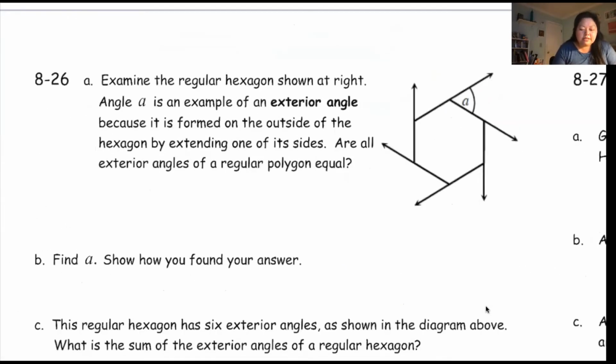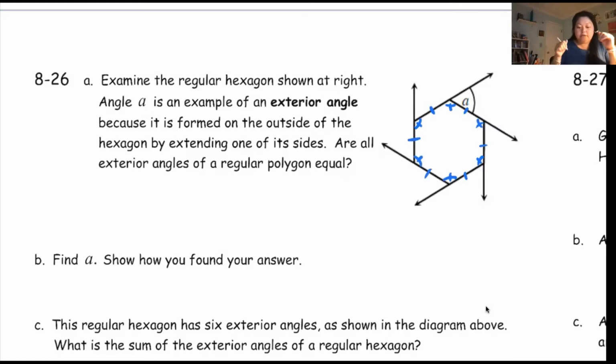Examine a regular hexagon. So we know it's a regular hexagon, meaning all the sides are the same. Then all the angles are the same too. Okay, so all the angles are the same. All right, very marked up here. So angle A is an example of an exterior angle because it is formed on the outside of the hexagon by extending one of the sides.